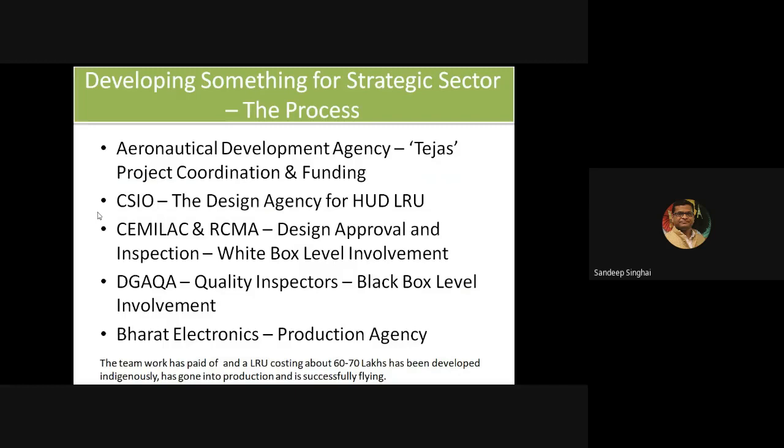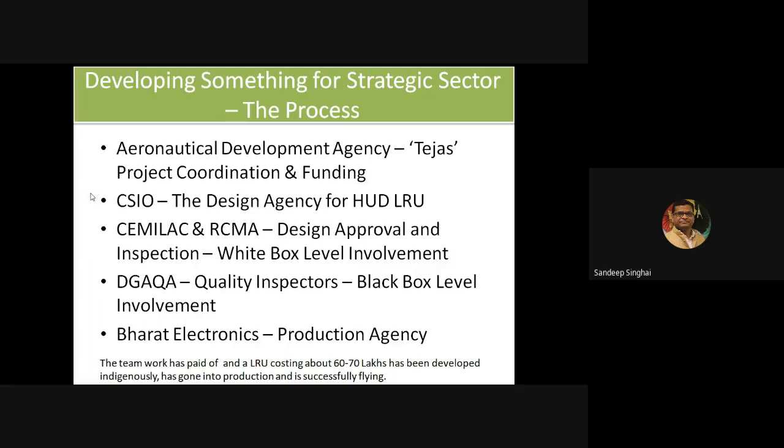And if I talk about the case of Tejas, you might all be aware, or I don't know, that Aeronautical Development Agency, Bangalore, is the project coordination and funding agency for Tejas. It is a special purpose vehicle of the Defence Research and Development Organisation. Then, in case of the HUD line replaceable unit, CSIO is the design agency. Then we have CEMILAC and RCMA. CEMILAC is the Centre for Military Airworthiness and Certification, and its regional center is in Chandigarh. It is basically the design approval and inspection agency which is involved at the white box level. So they basically are involved at the design level. They approve our designs, they certify our designs, they are with us at every step when we go for design changes, when we go for testing and everything.